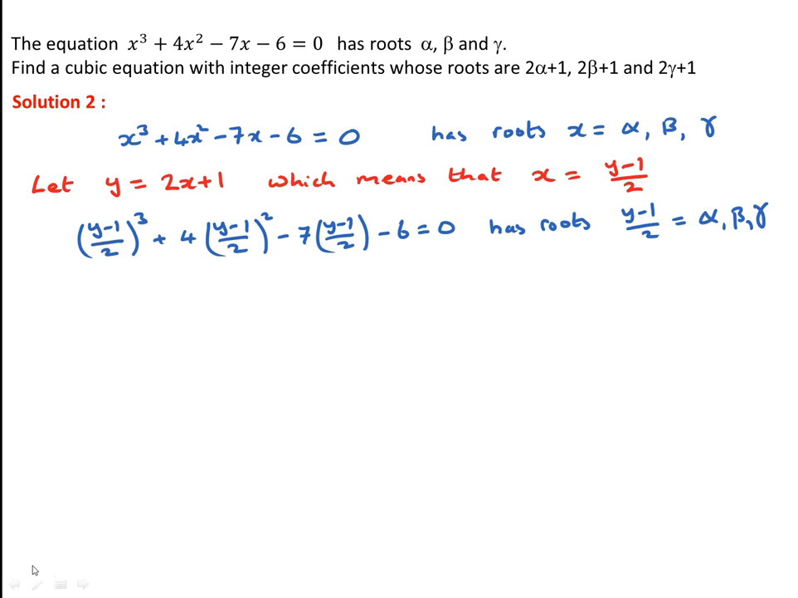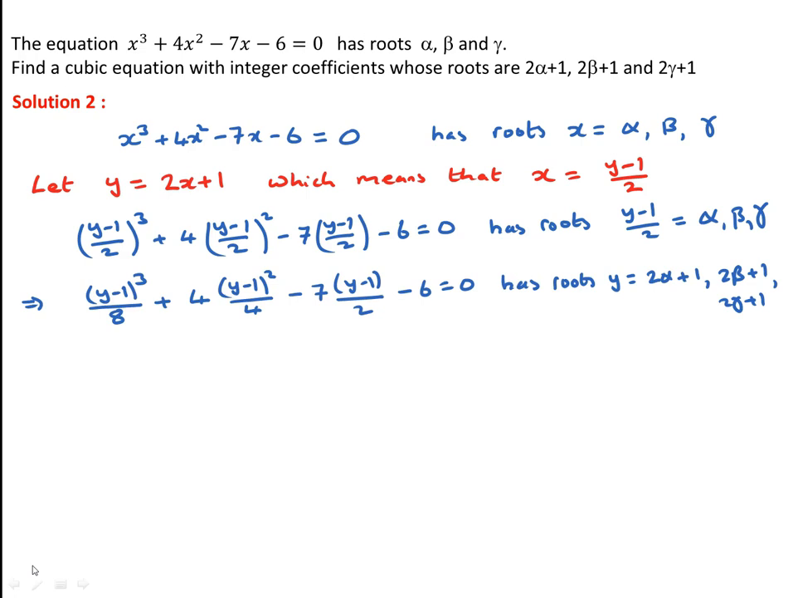Y minus 1 over 2 cubed is the same thing as y minus 1 cubed over 8. Similarly, y minus 1 over 2 squared is the same thing as y minus 1 squared over 4. So the equation can be rewritten as y minus 1 cubed over 8 plus 4 lots of y minus 1 squared divided by 4, minus 7 lots of y minus 1 over 2, take away 6 equals 0, has roots, and I've gone back now.